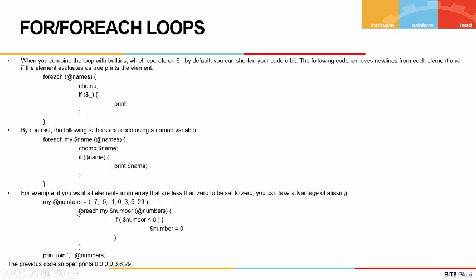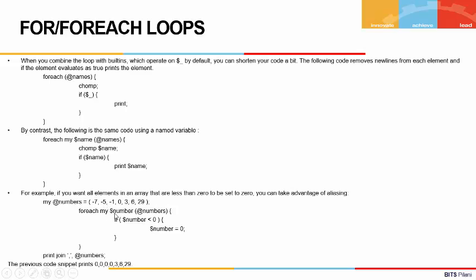Fine. And for example, if you want all elements in the array whose values are less than 0, you want to set them to 0. All those values which are less than 0, you want to set those values in the array to 0. So this is how you can do that.